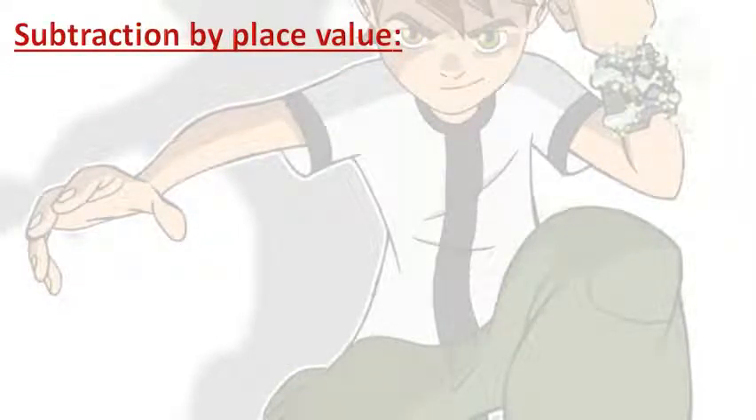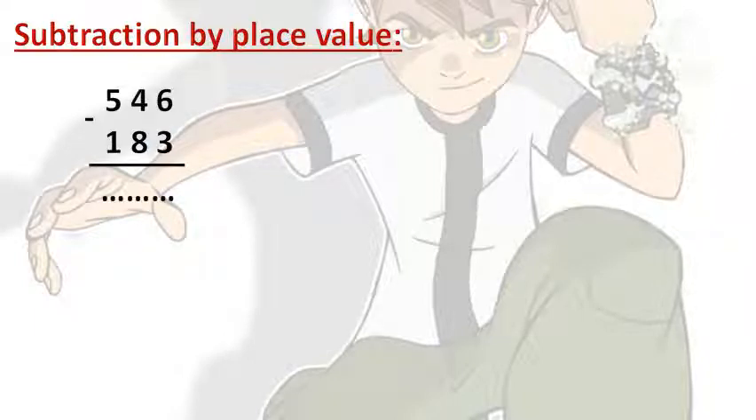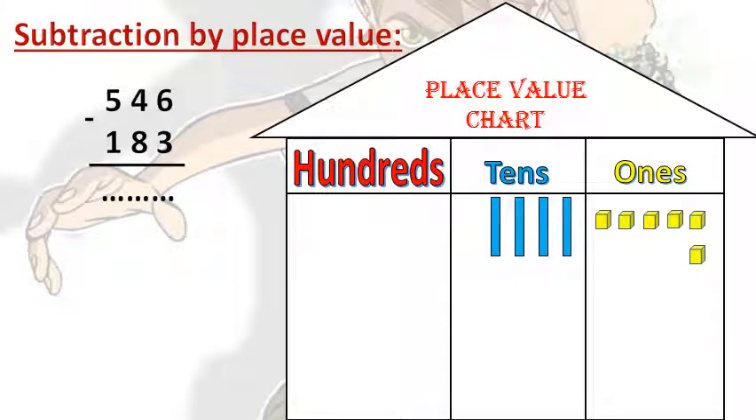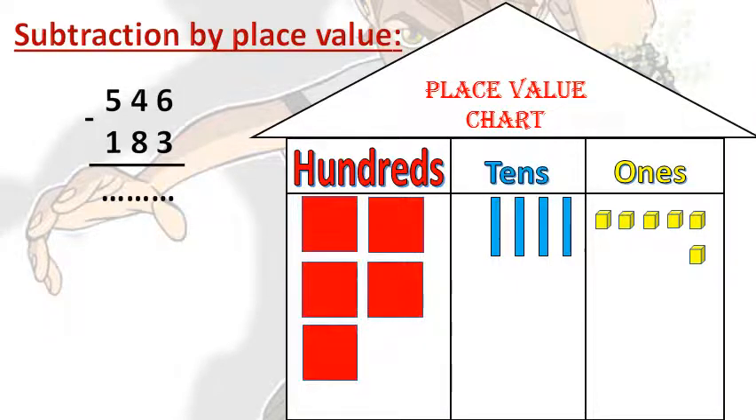I want to subtract using the place value. Subtraction by place value. So here I have 546 minus 183. I have 3 places here. I have ones, tens, and hundreds. So moving to our place value chart, starting from the ones, how many ones do we have? Yes, I have to put 6 ones. And how many tens? 4 tens. How many hundreds? 5 hundreds.